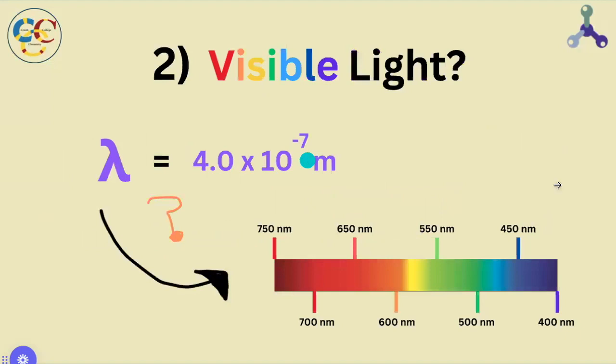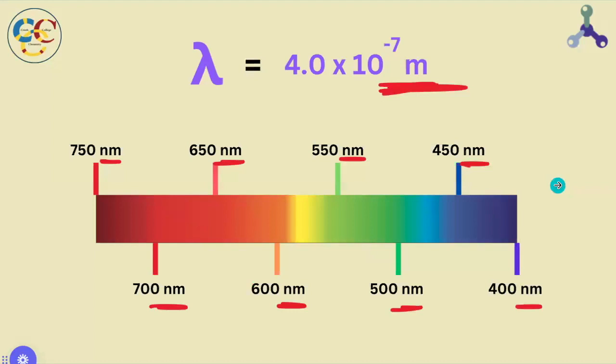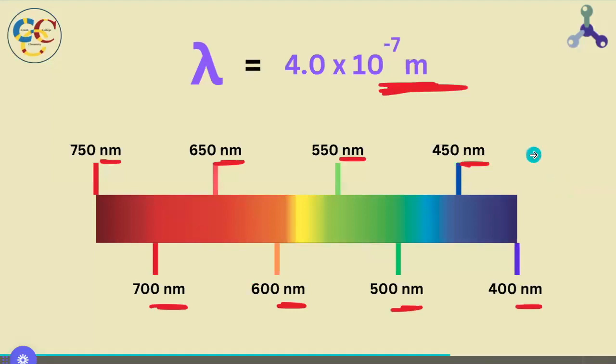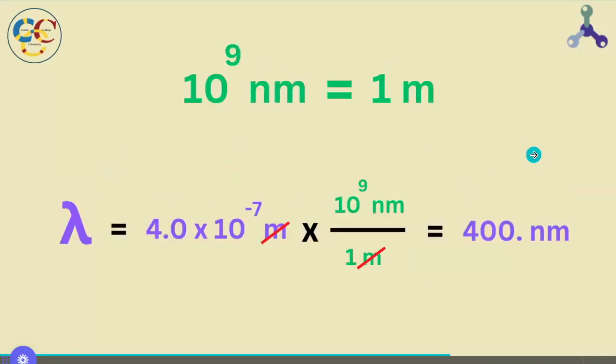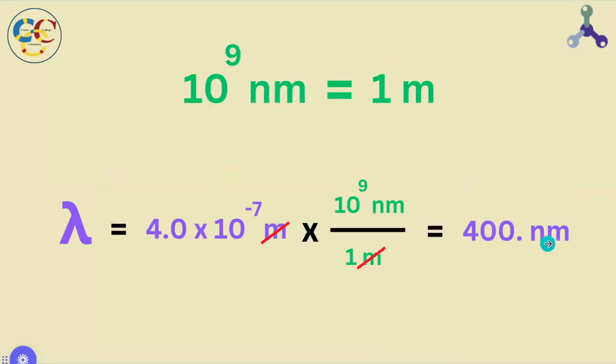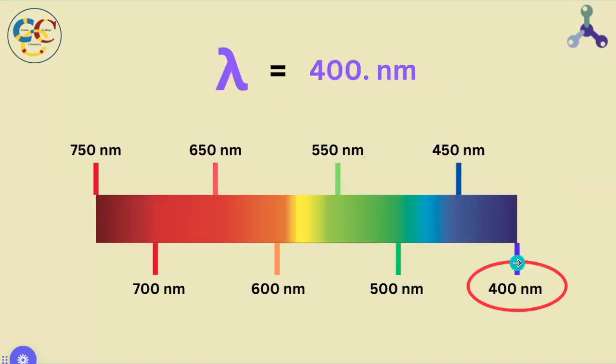And we run into a little bit of a problem, because our calculation, our wavelength, is in meters, but all of these values are in nanometers. So what that means is we have to do another conversion. We have to use the fact that 10 to the 9 nanometers is a single meter, and now we have converted our wavelength into nanometers. We get 400 nanometers, violet light.